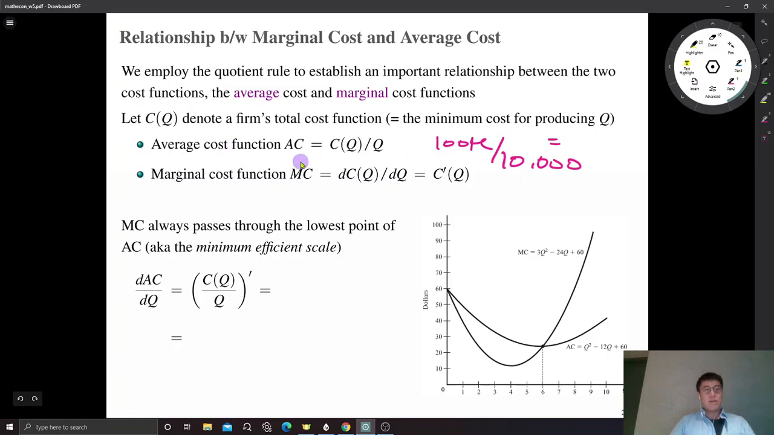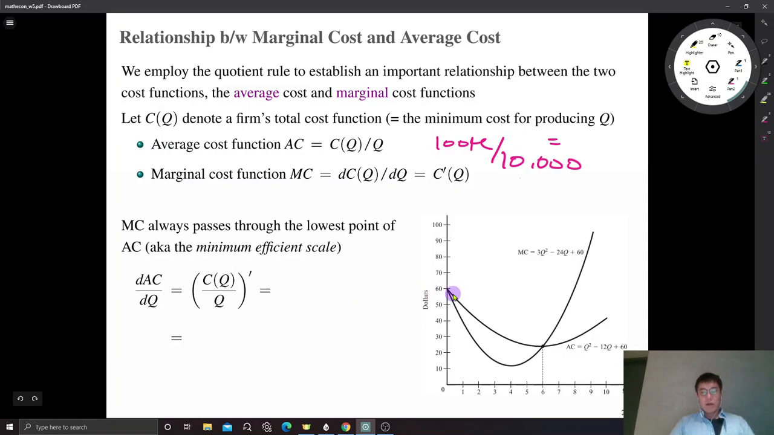So that is average cost. And if we take the cost function and take the derivative with respect to Q, we obtain marginal cost. So that is the derivative. Just by producing one more unit, how much more cost do I have to incur? So that is marginal cost, right?